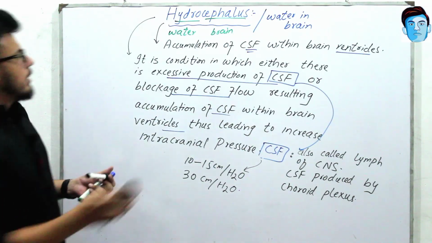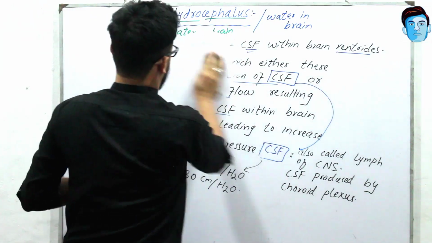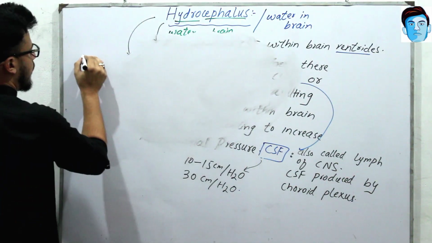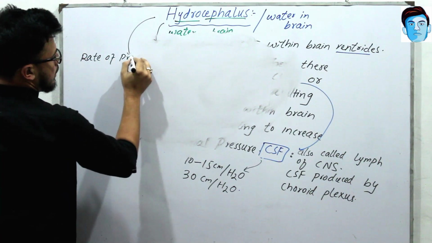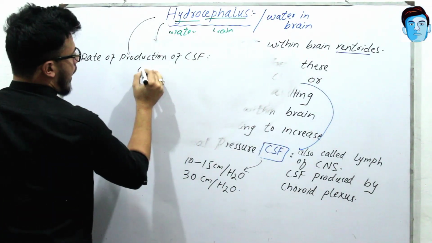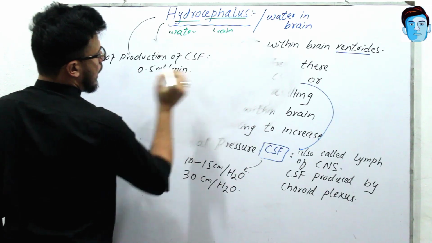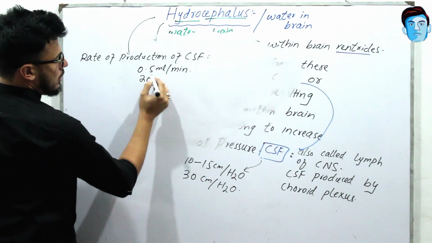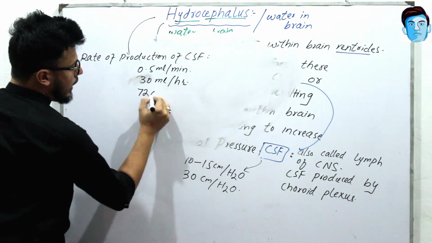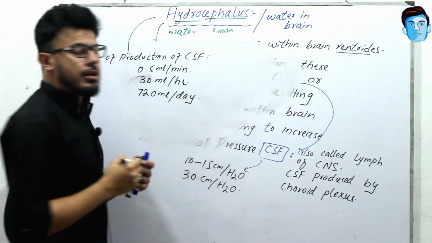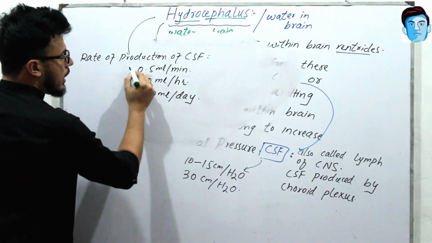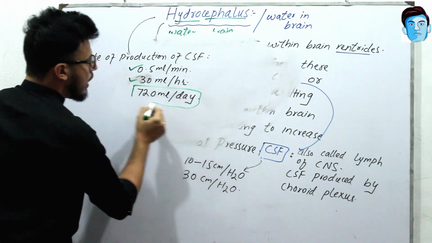Now, let's discuss the rate of production of CSF. It is 0.5 ml per minute, or 30 ml per hour, or 720 ml per day. It is very important: the rate of production of CSF is considered as 0.5 ml per minute, or 30 ml per hour, or 720 ml per day.